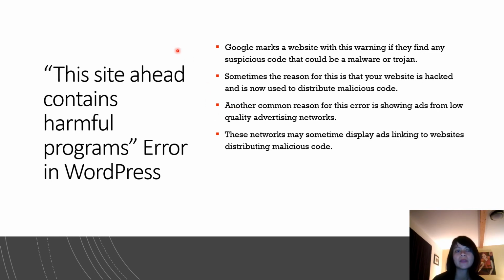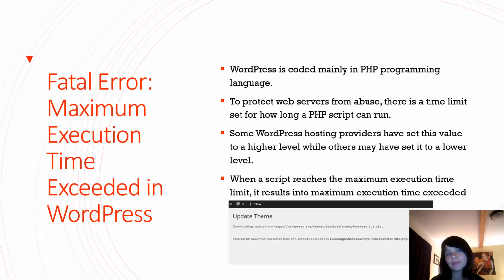Okay, next, this site ahead contains harmful programs error in WordPress. Sounds kind of scary. Google marks a website with this warning if they find a suspicious code that could be malware or Trojan. Sometimes the reason for this is that your website is hacked and is now used to distribute malicious code. Another reason for this error is that it's showing ads from low-quality advertising networks. So if you have low-quality ads on your site, that might be a problem. These networks sometimes display ads linking to websites distributing malicious code. So it's a good thing that you're seeing this error. It's kind of giving you a heads up.